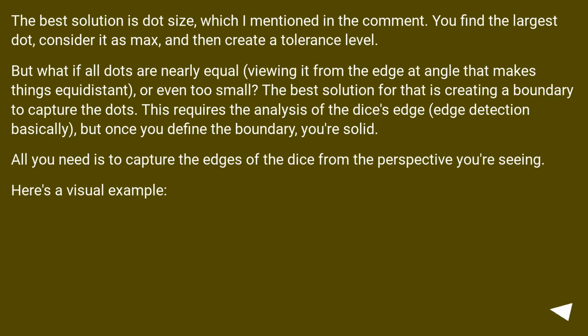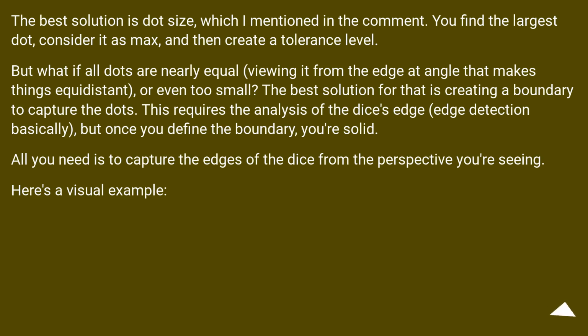The best solution is dot size, which I mentioned in the comment. You find the largest dot, consider it as max, and then create a tolerance level. But what if all dots are nearly equal, viewing it from the edge at an angle that makes things equidistant, or even too small? The best solution for that is creating a boundary to capture the dots.